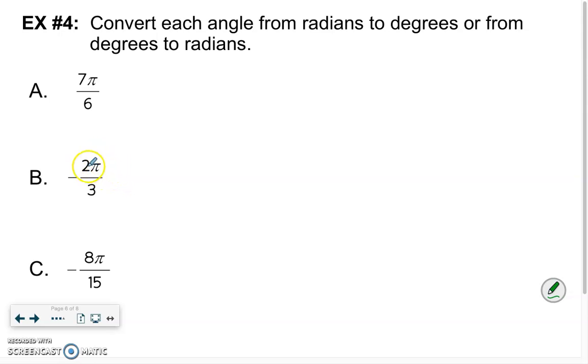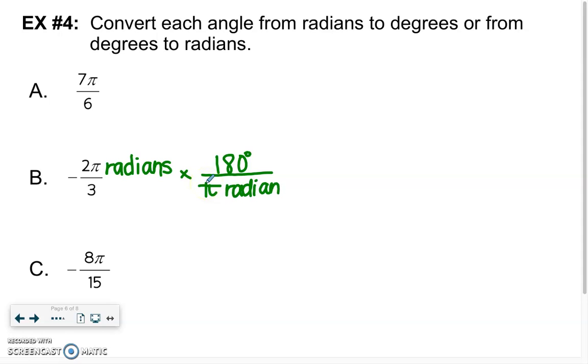So right now, this is in radians. I know it's in radians because I do not see a degree symbol. Remember, there's no symbol for radians like there is for degrees. So I'm going to throw the word radians right there. And then I'm going to multiply by, and you can look back at the last slide for the formula or setup, but it would be 180 degrees on top and pi radians on bottom. And remember, I use 180 and pi because they are equal in measure.